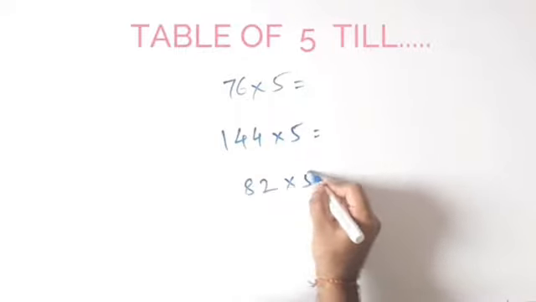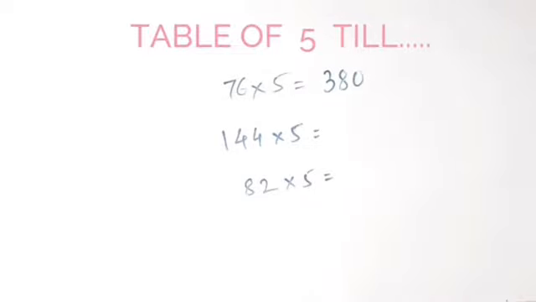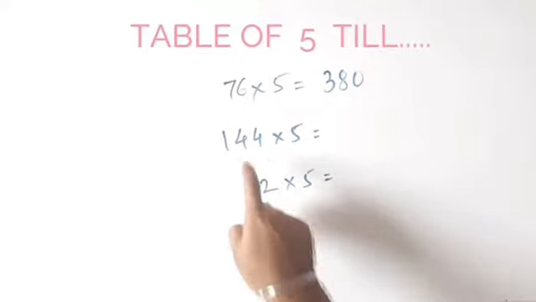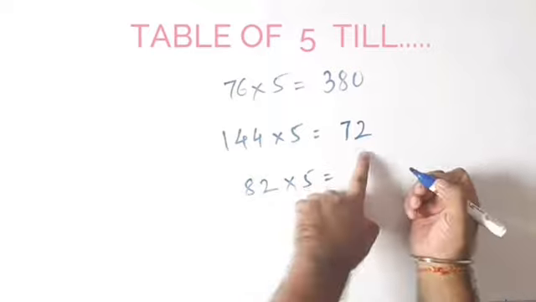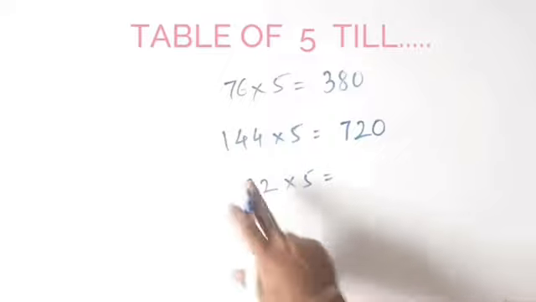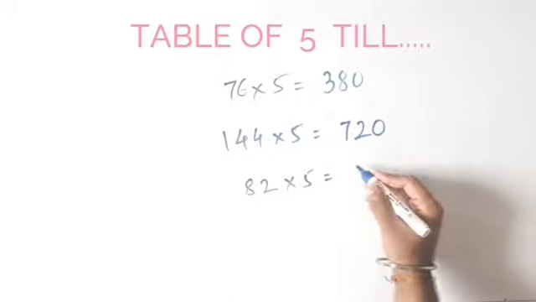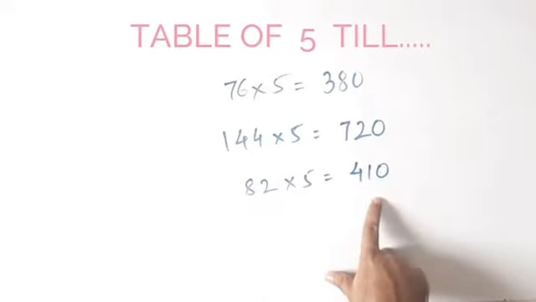Yes students, if you can help me out, what is half of 76? Half of 76 is 38. So your answer will be 380. What is half of 144? I know half of 14 is 7 and half of 4 is 2. Half of 144 is 72. So just put a 0 behind to get 144 times 5. Again very simple. Half of 82 is 41, so your answer will be 410.